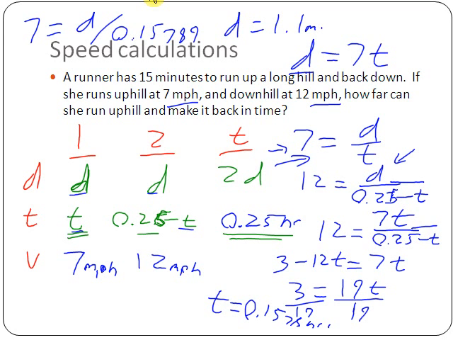Significant figure-wise, since we had one significant figure on this one right here, our final answer would be simply that she would have to go a distance of 1 mile before she turned around. And so she'd run a mile up the hill and run back, and if she did that, she would make it back in 15 minutes if she runs uphill at 7 and downhill at 12.